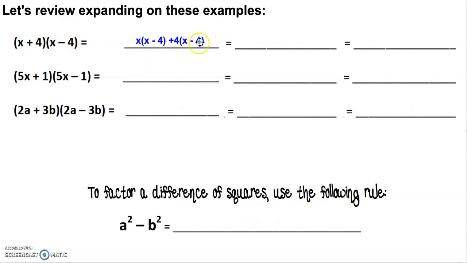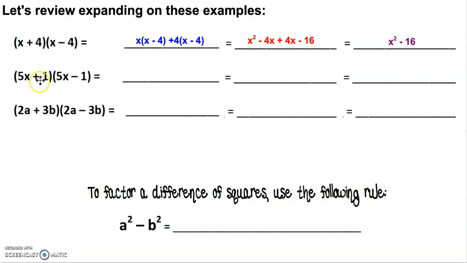When I expand that, it looks like this: first x times x minus 4, and this 4 times x minus 4. Then when I distribute, it looks like x squared minus 4x plus 4x minus 16. These middle two terms will actually cancel away, so I'm just going to be left with x squared minus 16. Notice that this is a difference of two perfect squares.